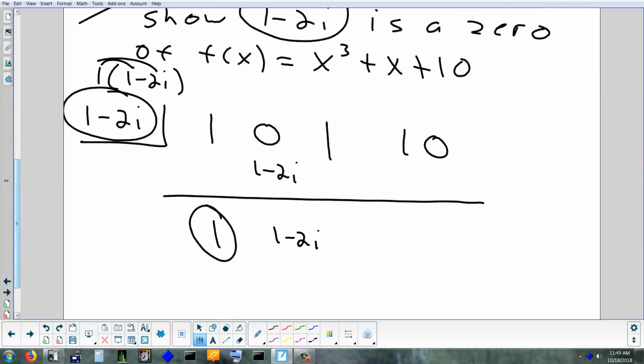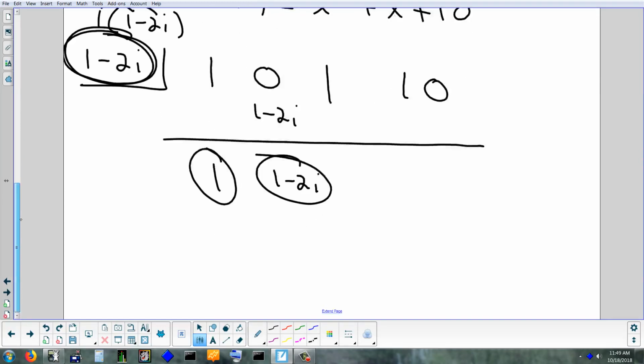Okay, so the only part of this that's going to be a pain is just the next 2 steps. We have to multiply this times that. So that means we have to FOIL it out. So I'm going to do it off to the side. What's 1 times 1? 1. 1 times negative 2i. Another 1 times negative 2i. And then negative 2i times negative 2i. So that's a positive 4i squared, which is really negative 1 times 4, or negative 4.